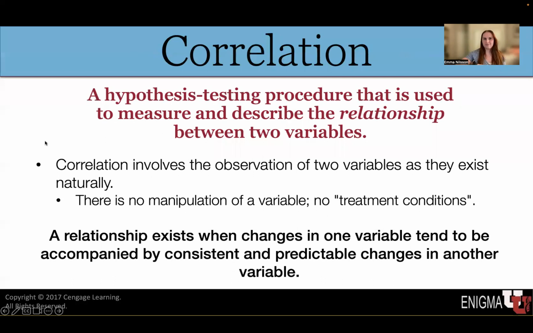So correlation. Correlation is different from anything we've talked about so far. It is a hypothesis testing procedure that we use to measure and describe the relationship between two variables. It involves the observation of two variables as they exist naturally. We're not manipulating any conditions. We're not creating treatment conditions or anything like that. We are merely observing and seeing if a pre-existing relationship exists between two variables. And what we mean by a relationship is when changes in one variable, x, tend to be accompanied by consistent and predictable changes in another variable, y.